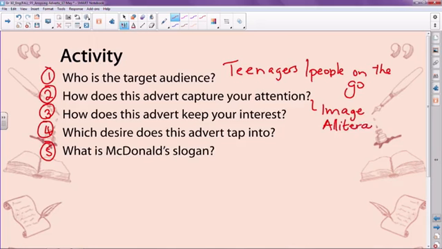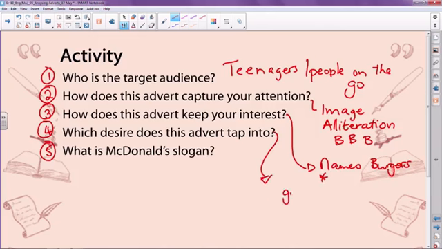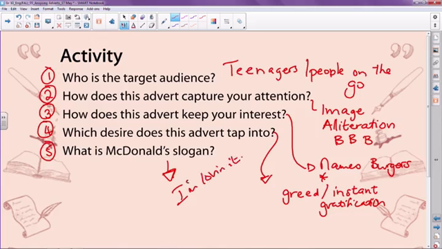All right. BBB. How does it keep your interest? Well, there it starts going into detail. All right, it gives the names of the different burgers. So it keeps the audience reading. Which desire does this advert tap into? We could say perhaps greed or instant gratification. And then what is the slogan? Well, the slogan we know. I'm loving it.